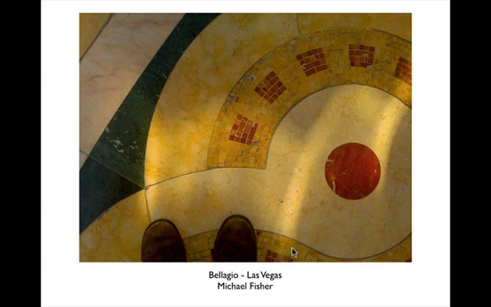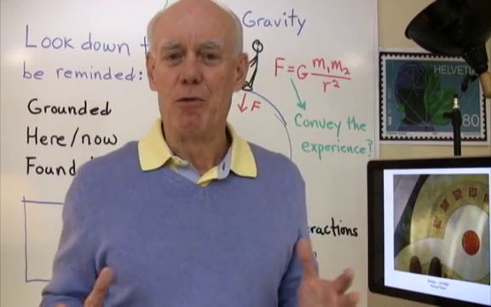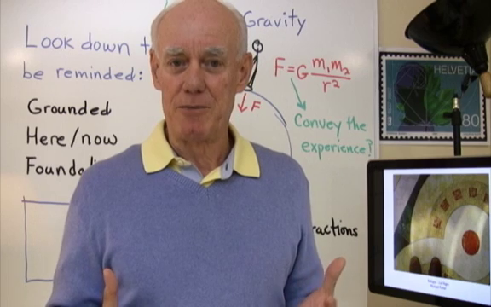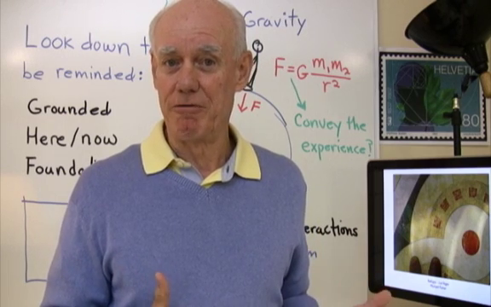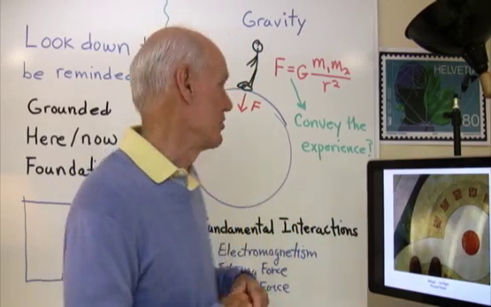Here's another one, very similar. You can see his shoes in the photograph again, and he's looking down, and this is a photograph of what he sees. So I asked myself, what do we have in mathematics that describes a situation similar to what Michael Fisher is describing with his photographs? And so the first thing I thought of was gravity.